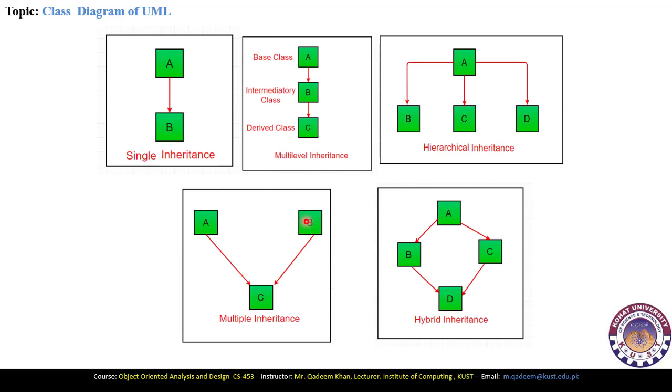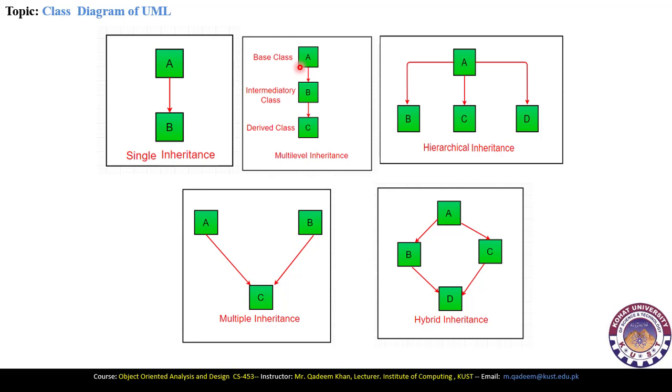Now, generalization or inheritance has multiple types. This diagram represents the single relationship. That means that only one parent, A, exists for the child B. That is called the single relationship. In standard UML, the arrowhead points towards the parent.